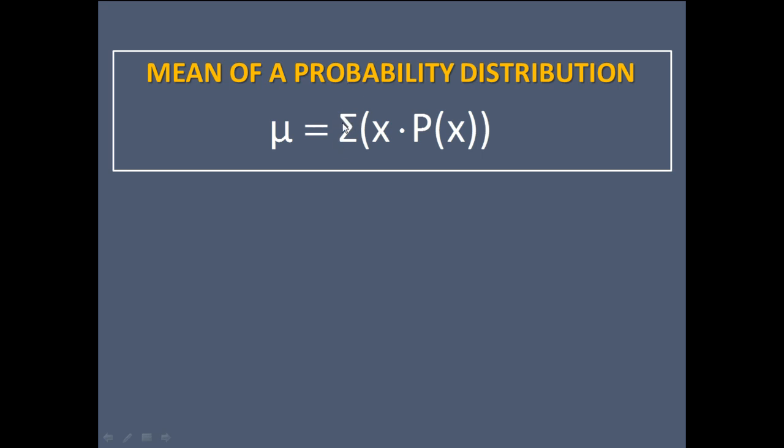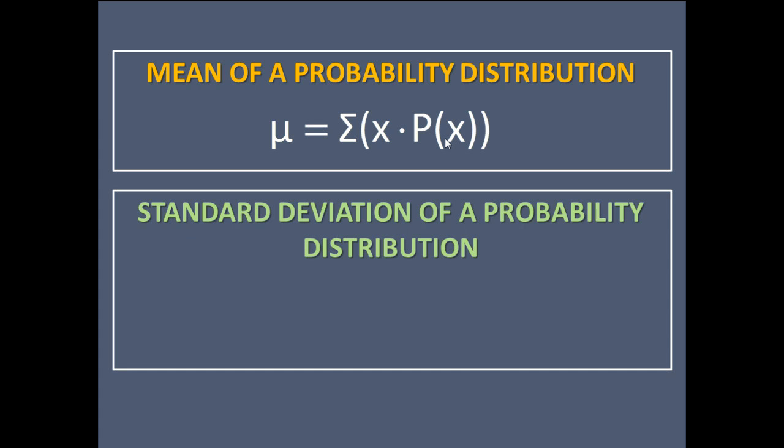This represents the sum of x, the possible outcomes of the experiment, the values for the random variable, times the probability of x. So we're going to have to take each and every possible outcome and multiply it by its associated probability. And once we've done that, we can add it all up.